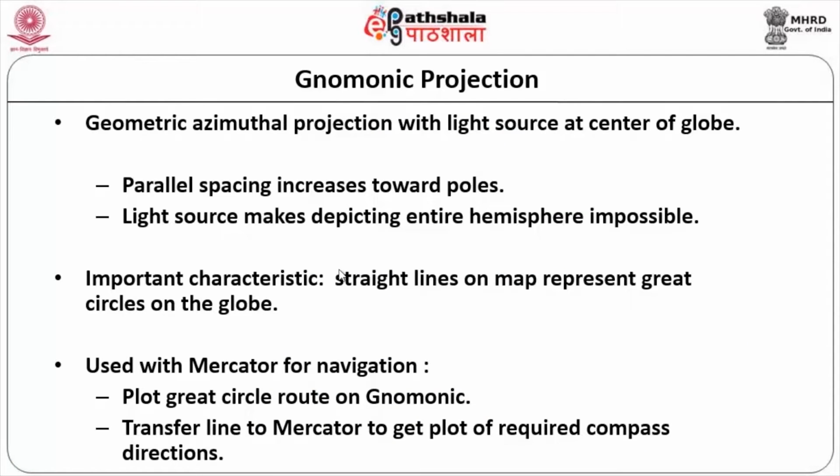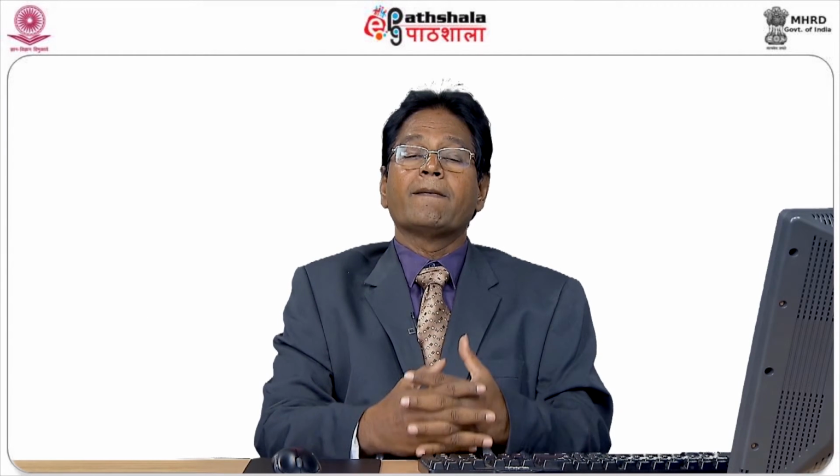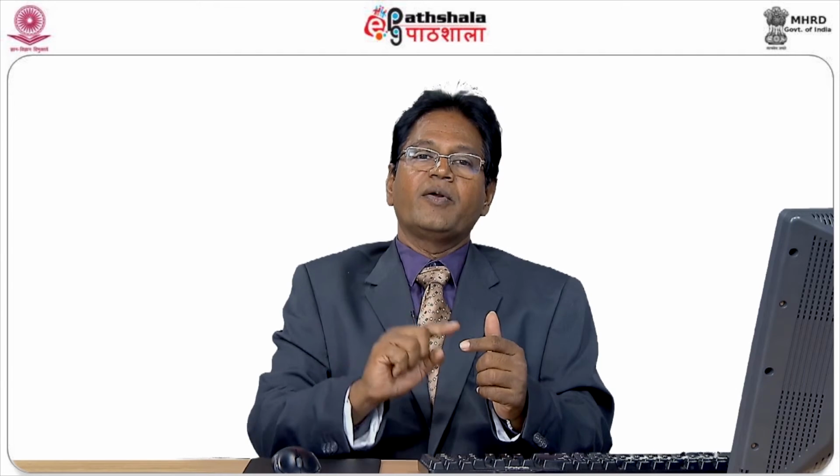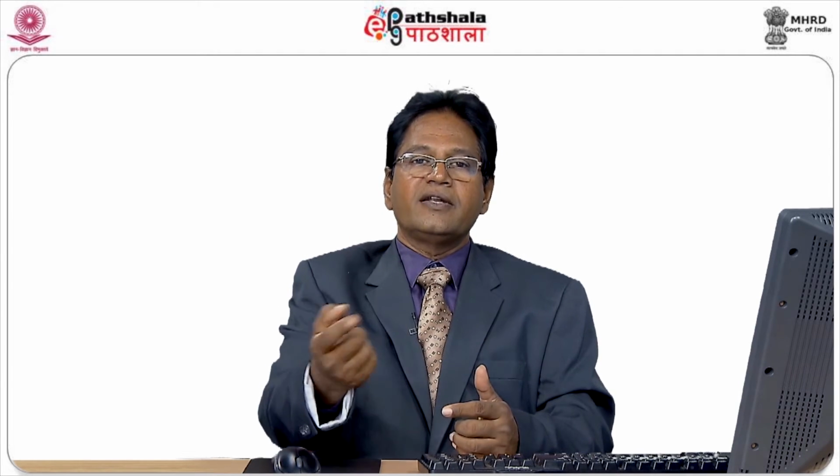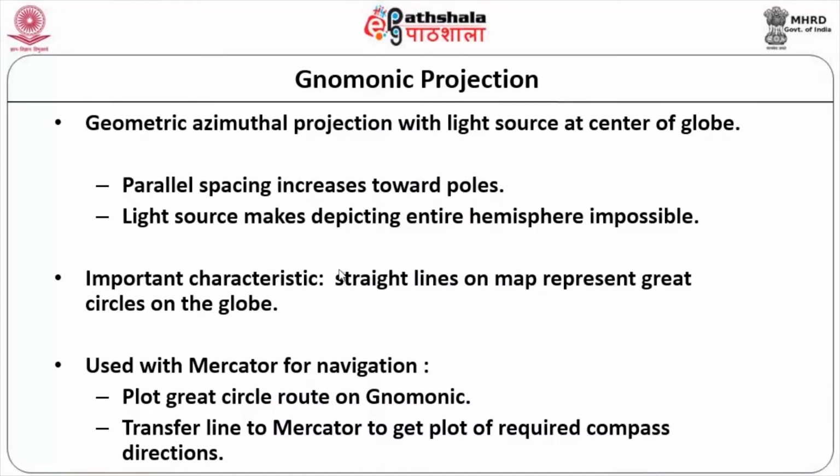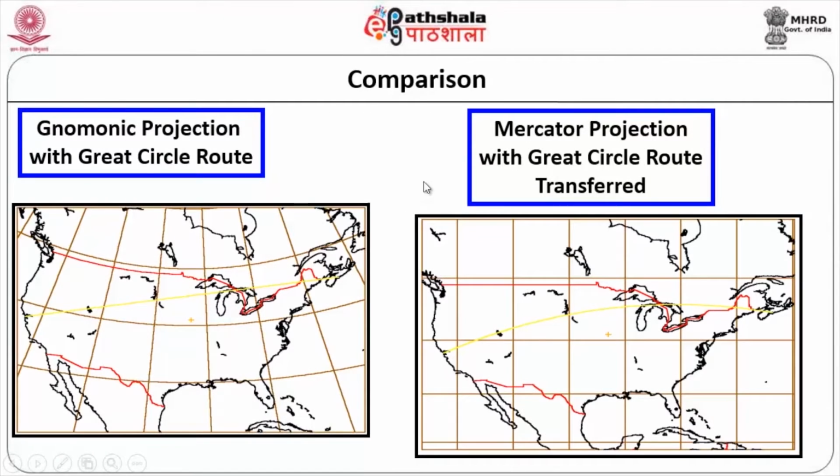Normally, what they do is plot the great circle route on the gnomonic projection only, that is what I was telling you, for navigation purposes. Because when you are using the entire hemisphere from one point to another, from this part of the world to another part of the world, you can use this one because it will consider the great circles as straight lines. That is an important part. Transfer the line to Mercator to get the plot of a required compass direction; you can transfer that and then get the details. Comparison: one of them I told you about, gnomonic projection with great circle route, and Mercator projection with great circle route transferred.